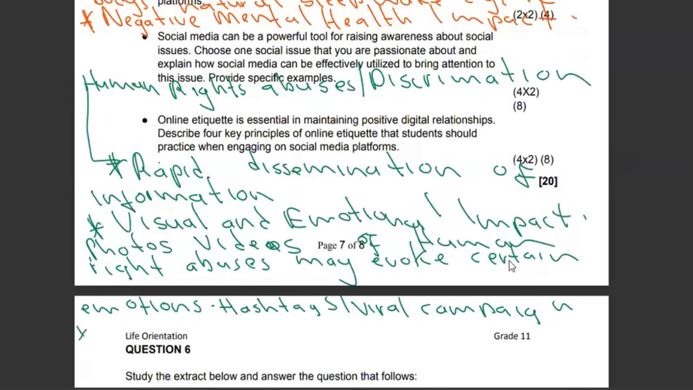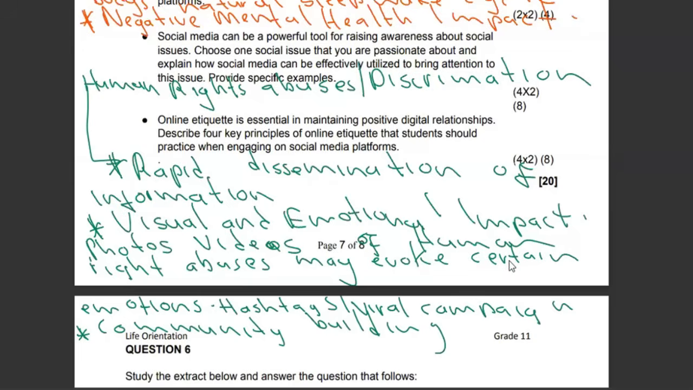Then also social media can be used for community building. How does that take place? Social media platforms facilitate the formation of online communities dedicated to specific social causes. These communities provide a space for like-minded individuals to connect, collaborate, and also organize.